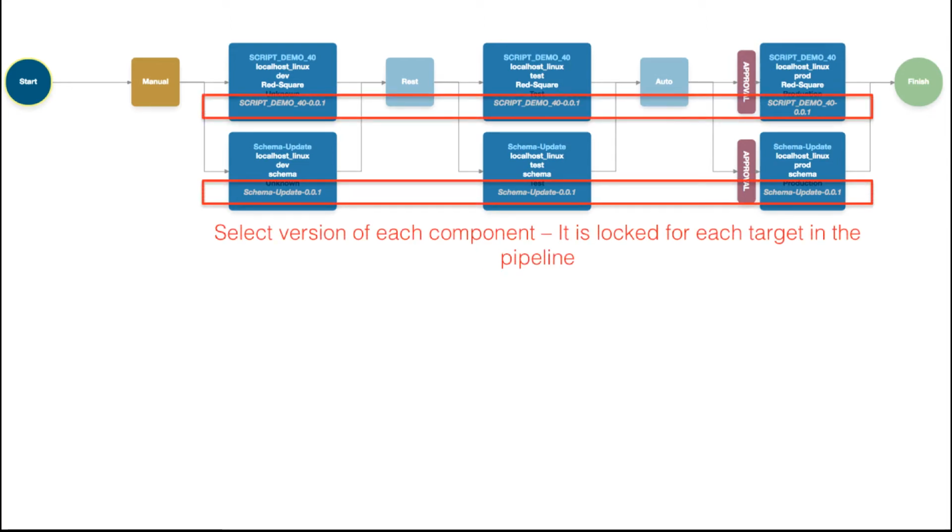What we've also got here is a version of each component that we're deploying, and it is locked for each target in the pipeline. So if we have a pipeline that's going to deploy the script demo and the schema, we've got a version for the script demo and a version for the schema. Of course, they don't have to have the same version number. In this case, they do, but they don't have to. And that version is going to be deployed all the way through to production.